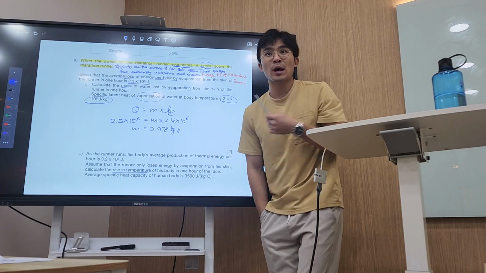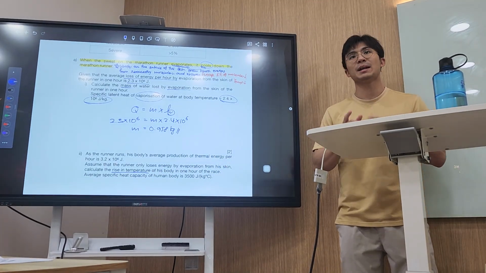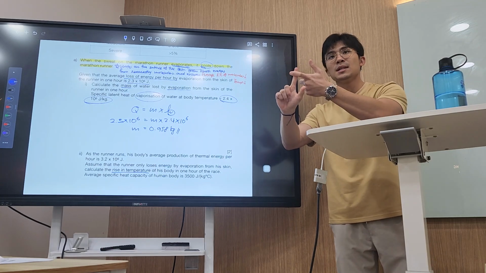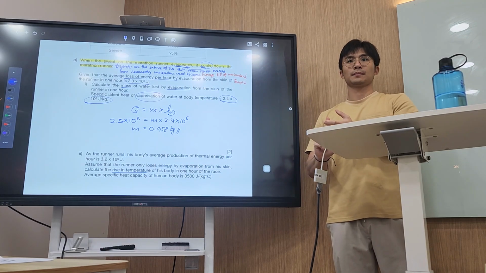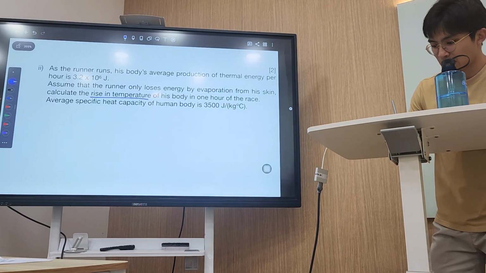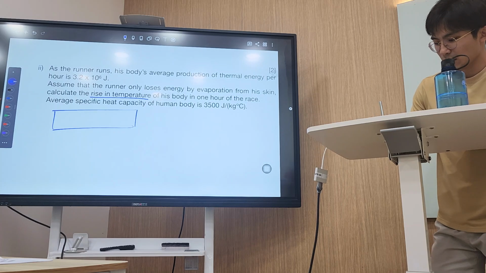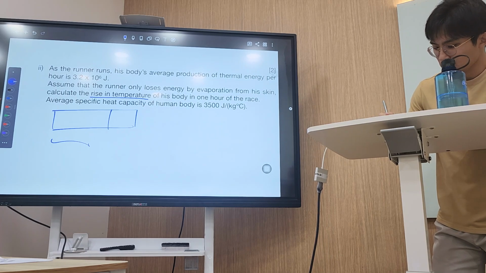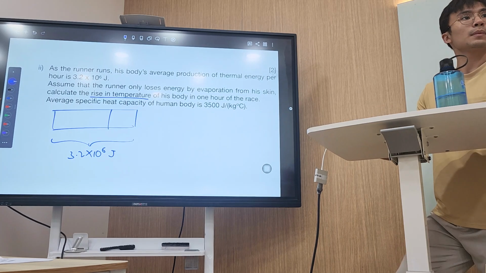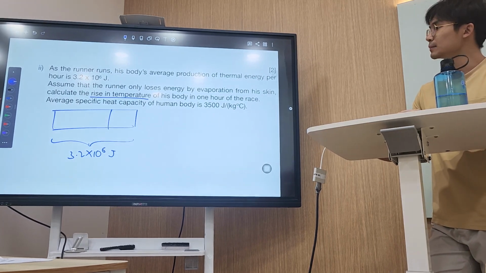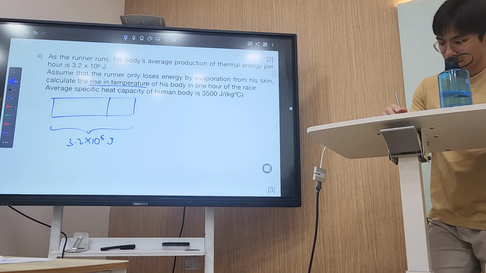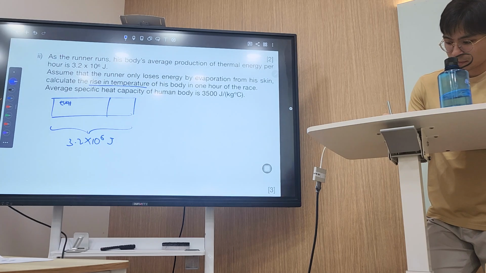If you produce a certain amount of energy, that energy can be used for two different things. Number one is to evaporate your sweat. Number two is to increase the temperature of your body. Not a percentage. Let's explain in a primary school model: the total energy production is 3.2 times 10 power 6 joules. One part of this 3.2 times 10 power 6 is to evaporate your sweat.